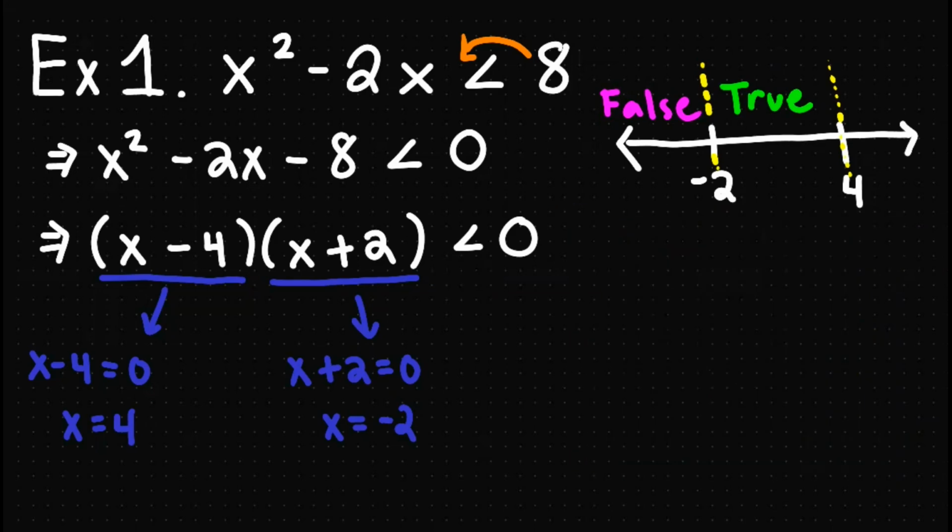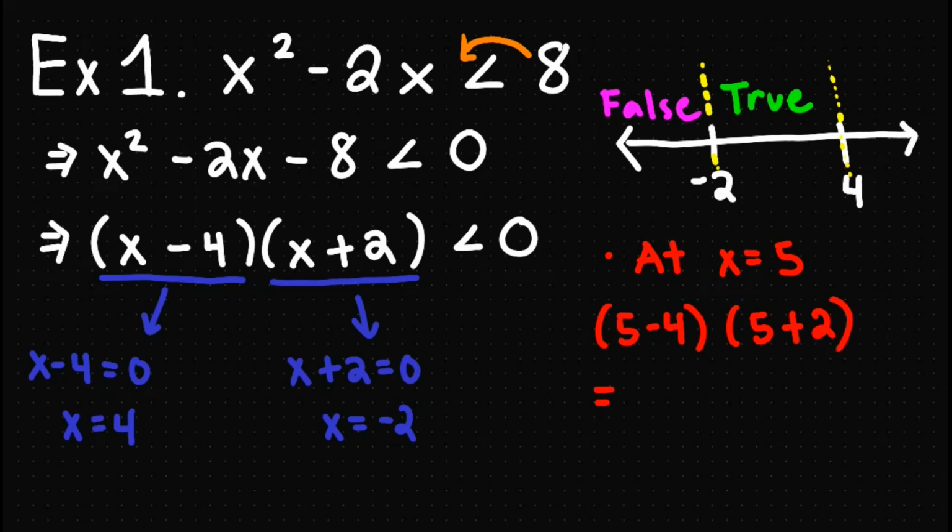Let's go on to our last region, which is this one. So what is a number greater than 4? We can take 5. So at x equals 5, we'll have (5 minus 4) times (5 plus 2). This will give us 1 times 7, which is 7. And again, this is not less than 0. So the region here is false.